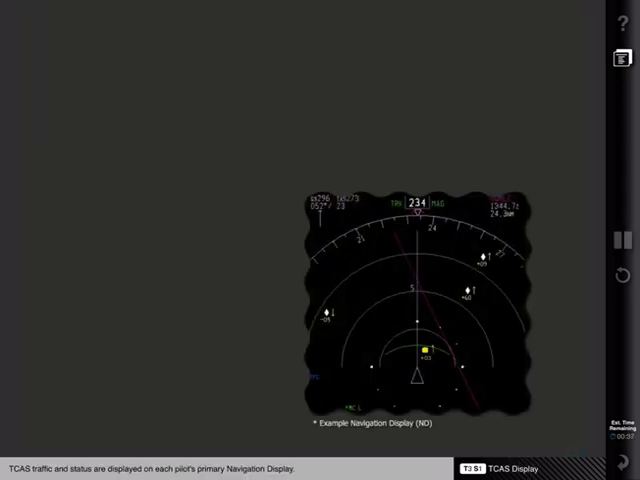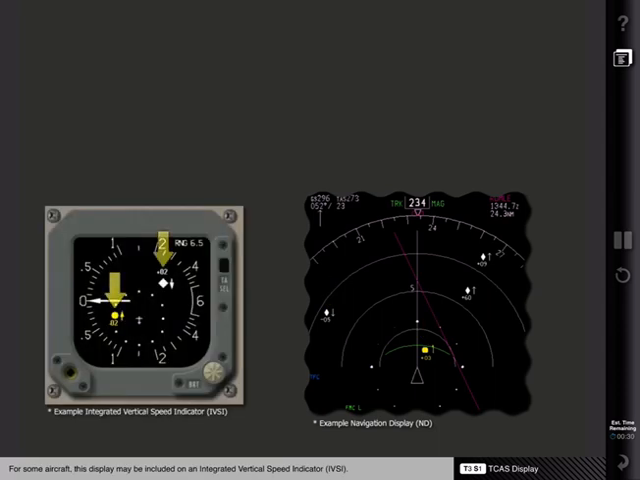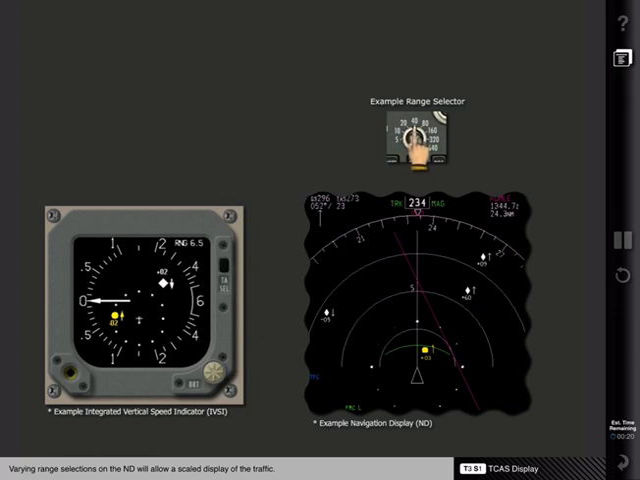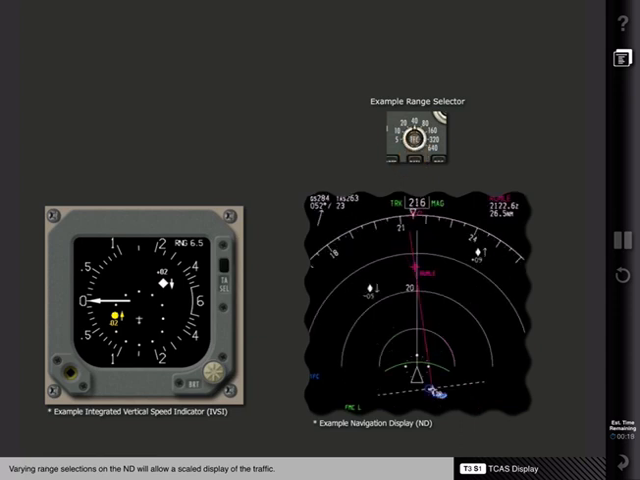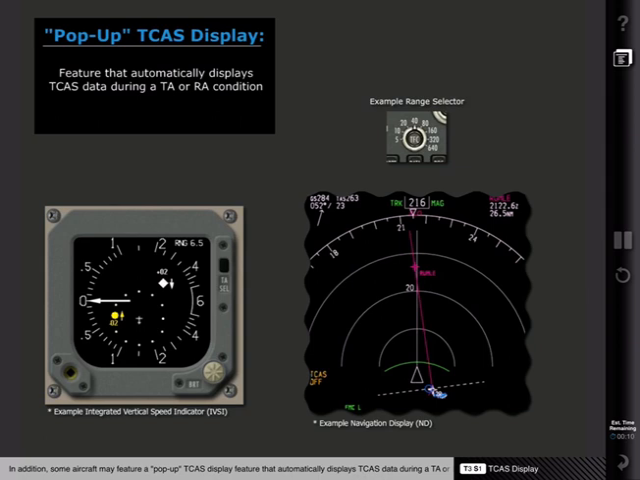TCAS traffic and status are displayed on each pilot's primary navigation display. For some aircraft, this display may be included on an integrated vertical speed indicator, or IVSI. Varying range selections on the ND will allow a scaled display of the traffic. Most aircraft systems allow the crew to toggle TCAS display on and off. In addition, some aircraft may feature a pop-up TCAS display feature that automatically displays TCAS data during a TA or RA condition.